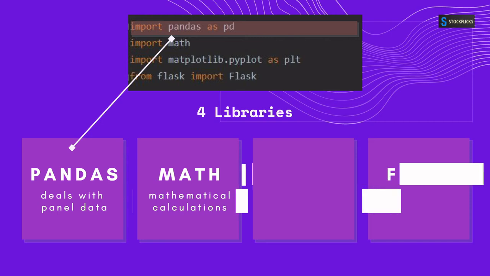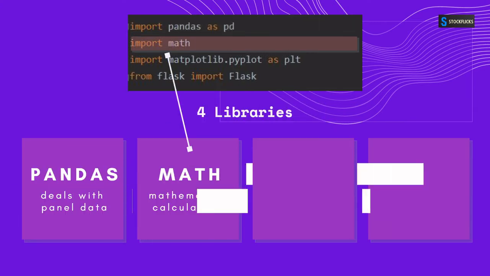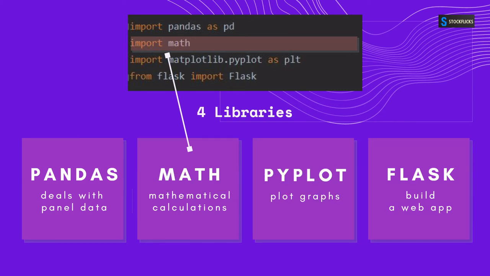Pandas is a recommended library for dealing with CSVs and data frames. It will be very useful for us to store and manage the panel data later. We will also use Math, which is a library useful for calculations. The Math library can be used to do calculations like taking power.